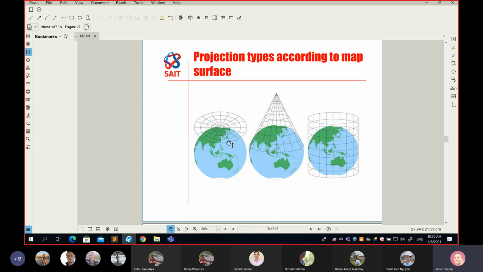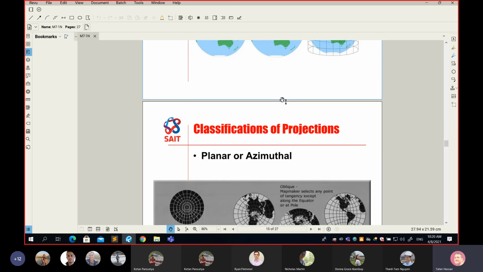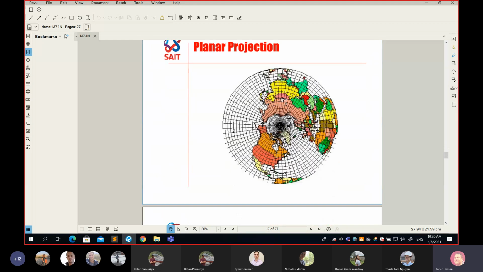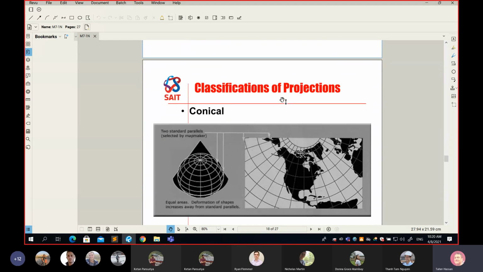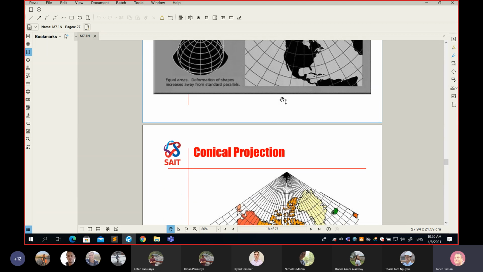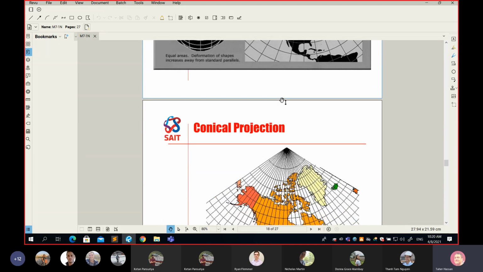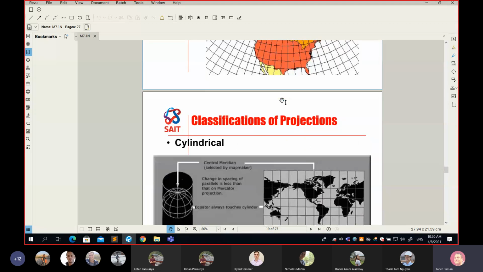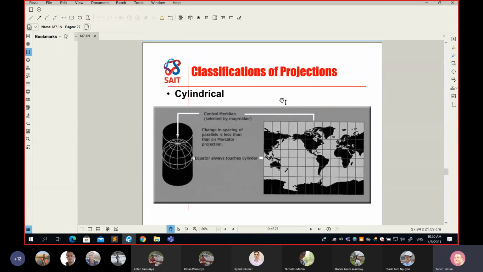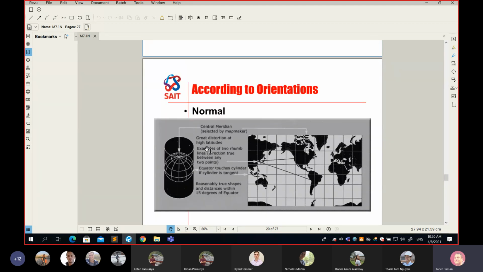Okay, so this is a classification based on map surface. And I want to show you that we can always do a little tweak where we take one of those, make some alteration, and it will give you a different projection system. For example, for cylindrical projection, in this position the axis of rotation of the cylinder is the same as the axis of rotation of the earth. So what do we call this one? Normal.